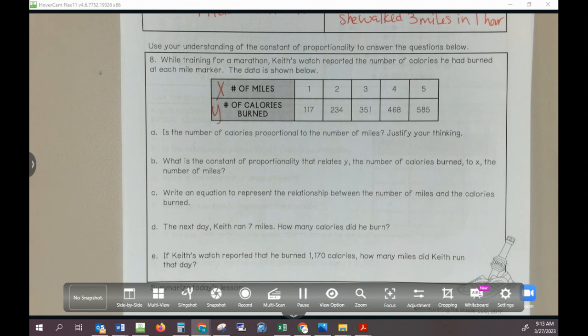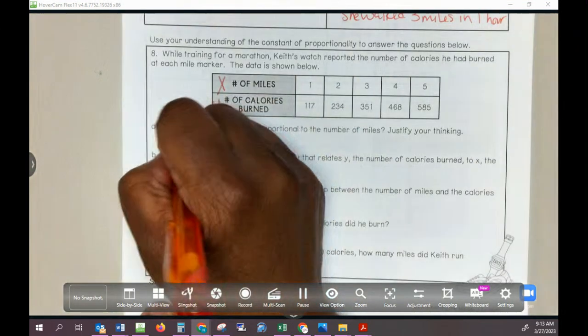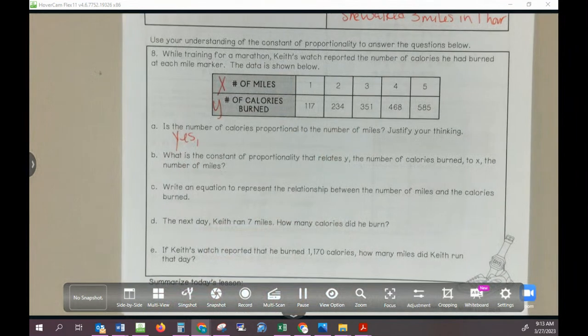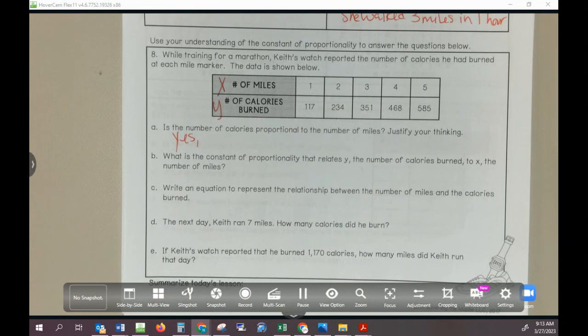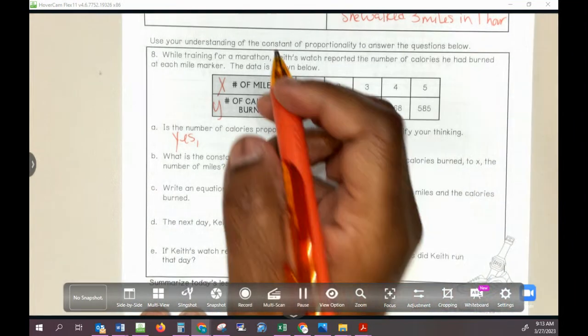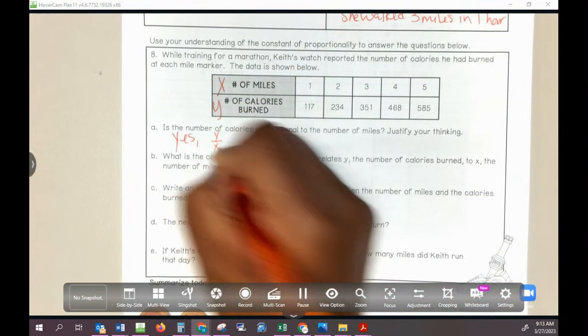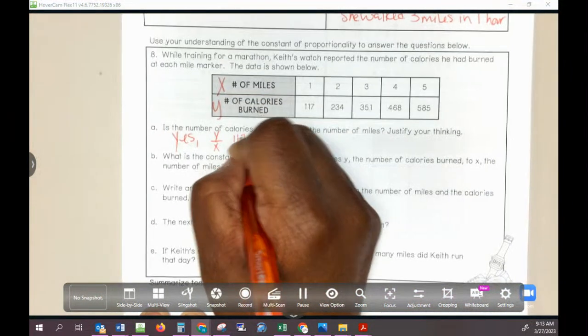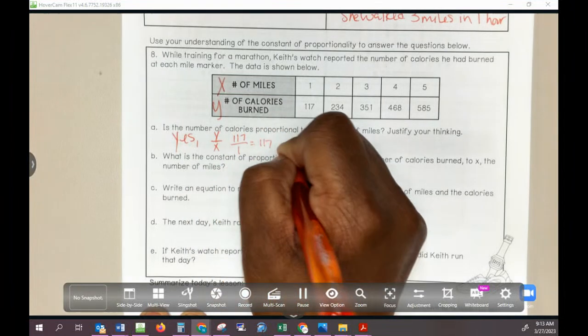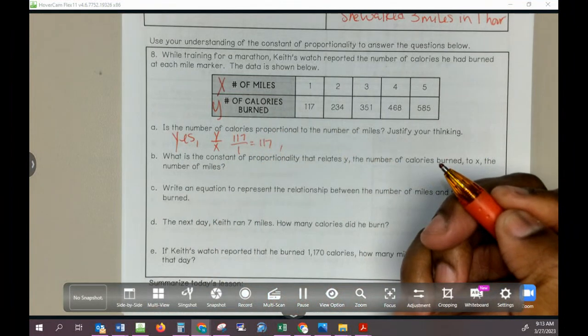So is this proportional or not? Yes? Okay, can you tell us why you say it is proportional? Okay, so when she did y over x, she saw that 117 over 1 was 117, and what else?